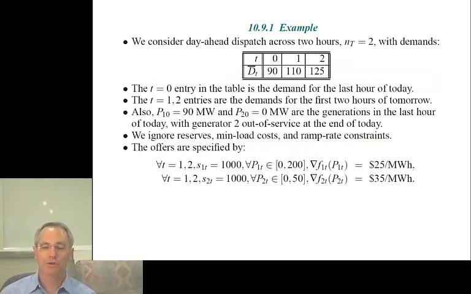We're going to consider day-ahead dispatch across 2 hours with demands 110 and 125 megawatts in the 2 hours of tomorrow. The demand in the last hour of today was 90 megawatts, and we'll assume that generator 1 was providing all of that 90 megawatts. Generator 2 was out of service at the end of today. We're going to ignore reserves, min load cost, and ramp rate constraints, and the offers are specified as follows. There'll be a startup cost of $1,000 for generator 1 and $1,000 for generator 2. Generator 1 has marginal cost $25 per megawatt hour, and it sets its offer equal to its marginal cost over its operating range from 0 to 200. Generator 2 has marginal costs of $35 over its range of 0 to 50 megawatts.